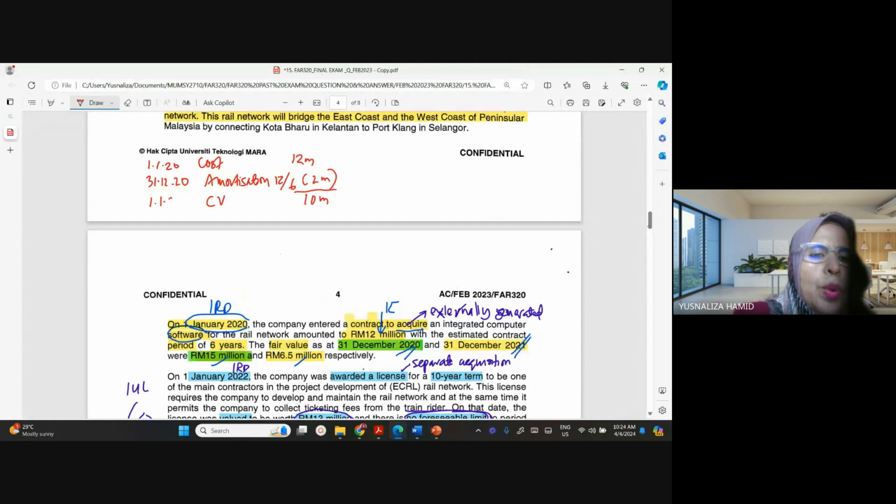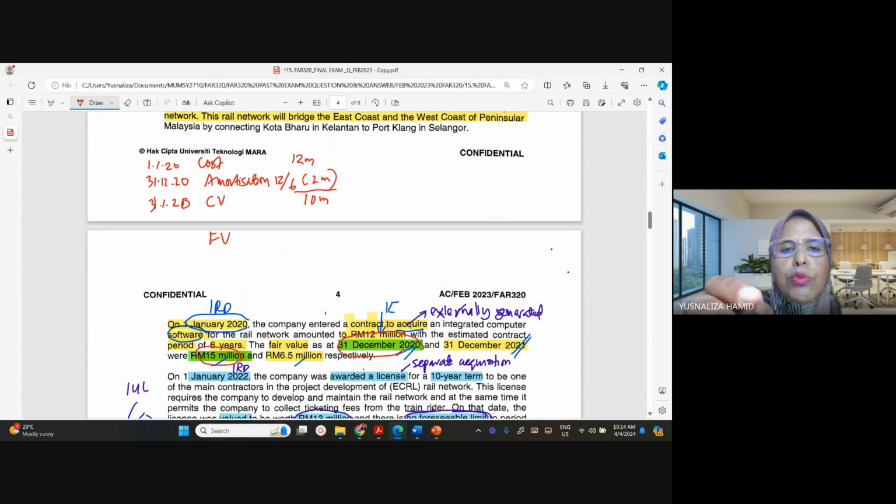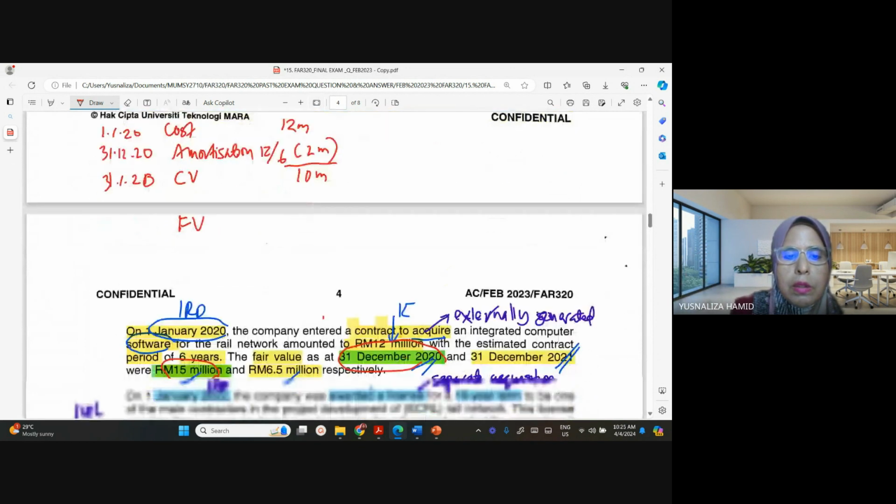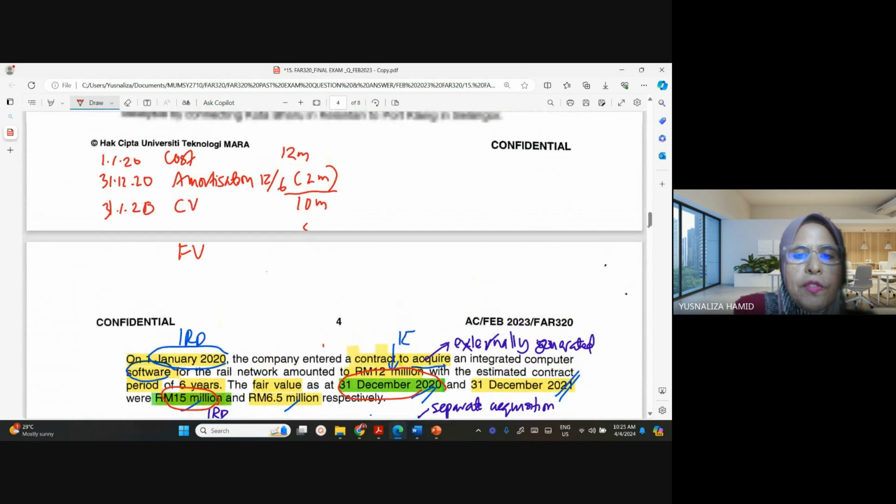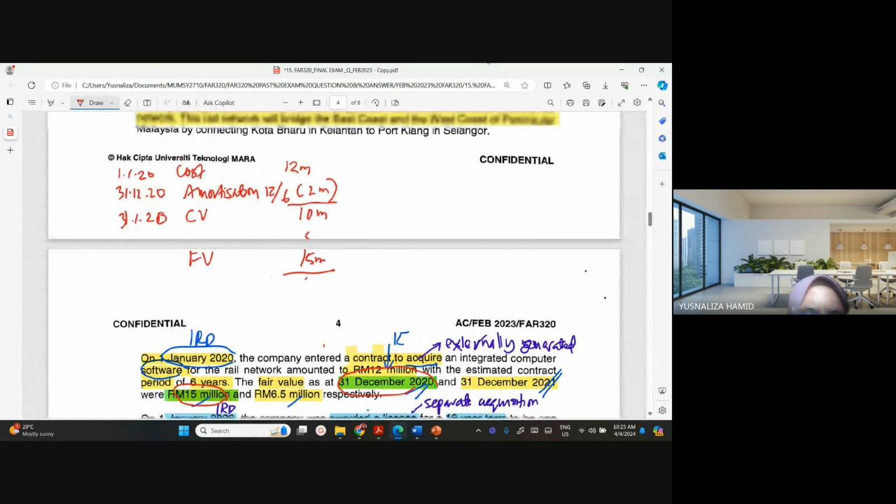This is on 1st of January 2020, now 2021. That was actually 31st of December 2020, so I put here 1st of January 21. In the first year, you have one revaluation, so I put here 31st of December 2020. Revaluation here: you will compare the fair value with the carrying value. The fair value was 15, look at the part that I show you. So that 15 million, you can see there will be a 3 million difference. That 3 million difference is your revaluation surplus.